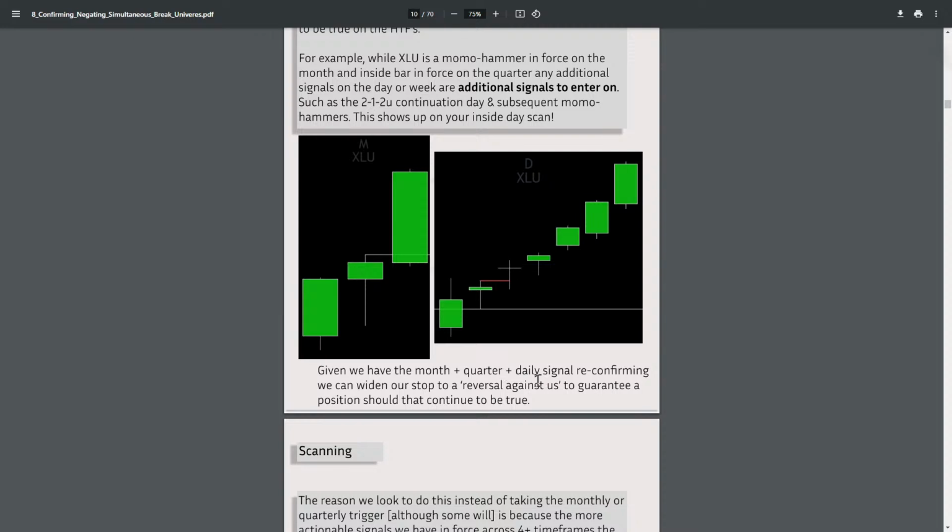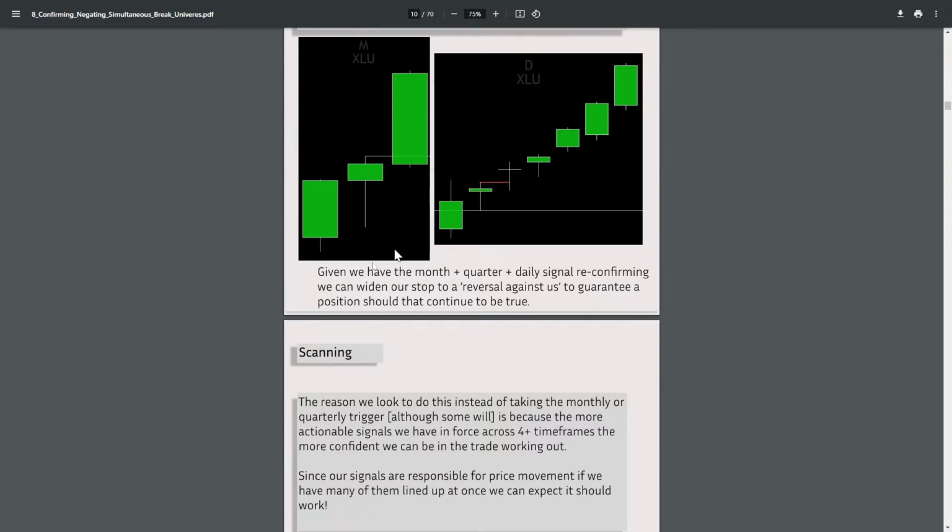And then, down here, given that we have the month, the quarter, and daily signals reconfirming, we can widen our stop to a reversal against us to guarantee a position that should continue to be true. And if you paid attention yesterday in the stops, a reversal against us would be trailing on the lows of the candles, because as long as we're still 2ing up, we're still good. There's no reversal against us. Therefore, there is no reason to get out. And trailing like this is a great way to stay in. You have no fear, and you will stop out in profit if that's what you choose to do.